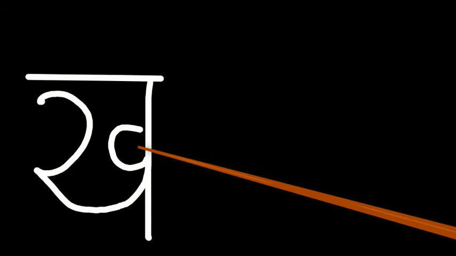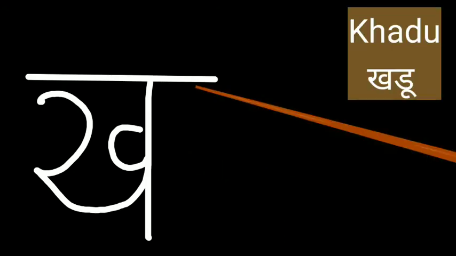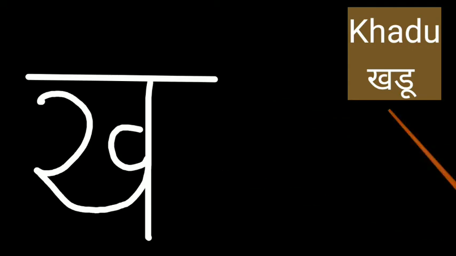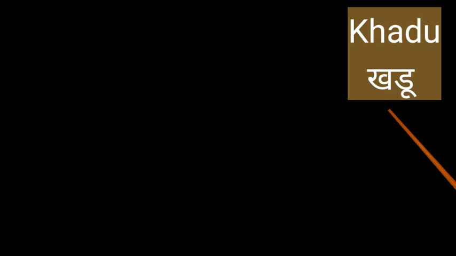Next is K. First draw a small half circle, join to a big half circle, and then join with a big vertical line, and at the middle there is a small half circle, and at the top of the letter there is a big horizontal line. It's called K. Word is khadu. Khadu means chalk in English.